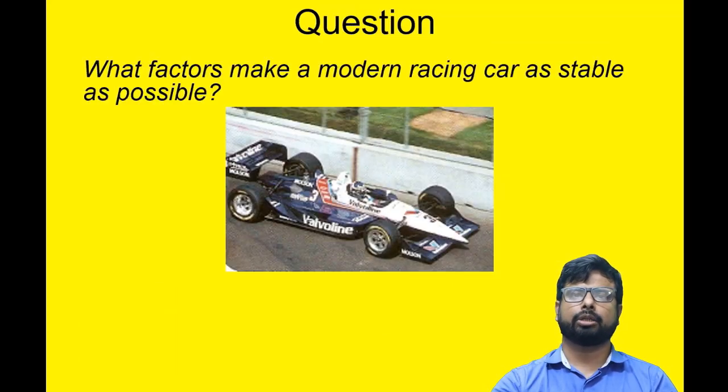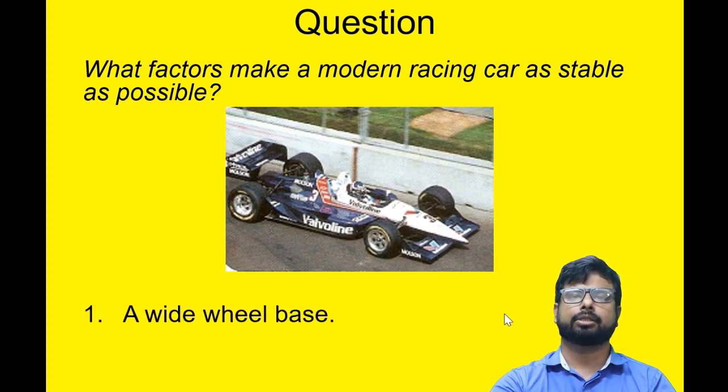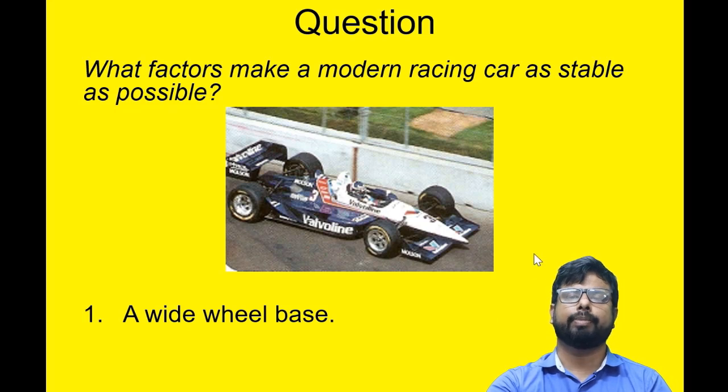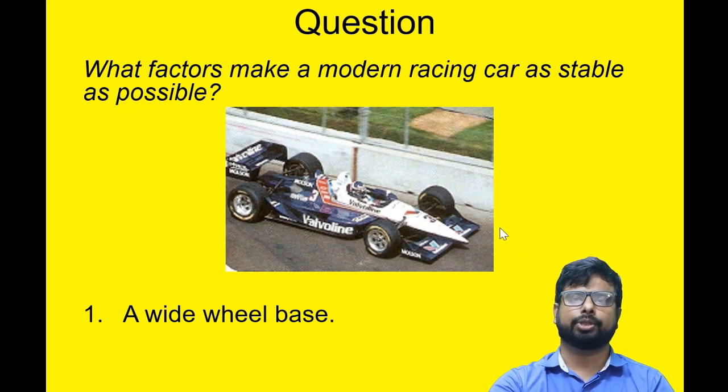Question: what factors make a modern racing car as stable as possible? First, a wide base, a wide wheelbase. So these are the characteristics of a stable object: a wide base, and a low position of the center of gravity.